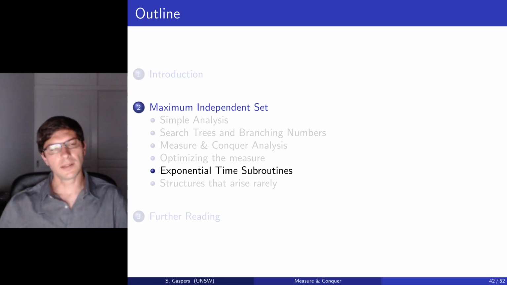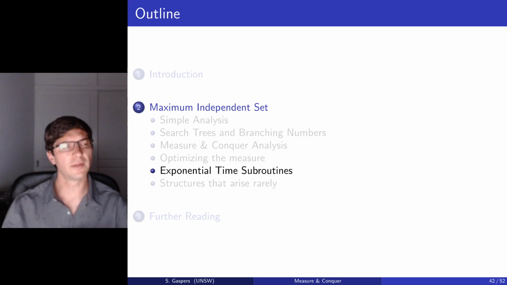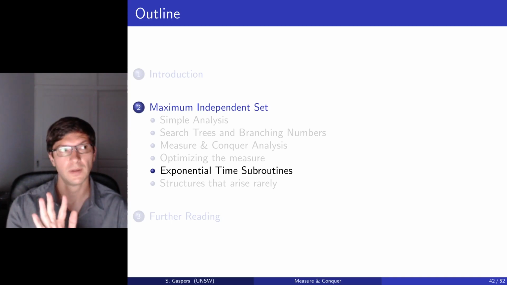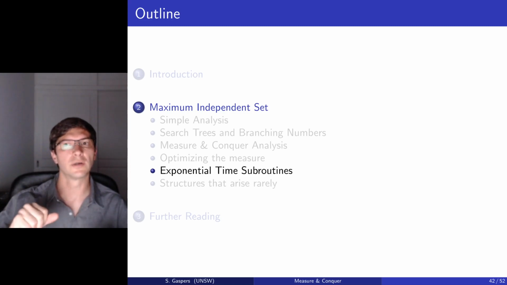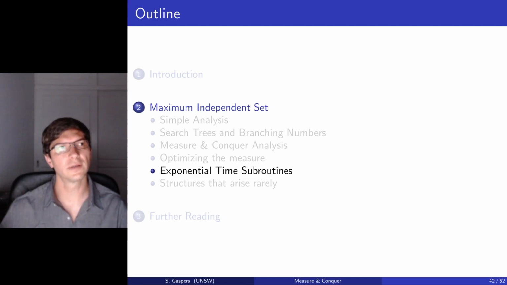Okay, let's talk a bit about exponential time subroutines, because what we have done so far is we have proved a running time for graphs with maximum degree at most 5. So now we want to combine our analysis with branching on vertices with degree at least 6. And we are thinking that branching on a degree at least 6 vertex should be very good, because in one branch at least 7 vertices disappear. So that shouldn't give us a big running time, right?